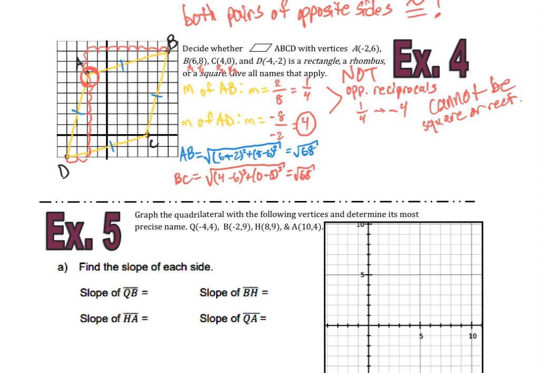Okay, so far so good. 2 of the sides are congruent. Now we got to keep going. You have to do it for all 4. You can't just stop there. We have to check all 4 sides here. So I'm going to keep going here.